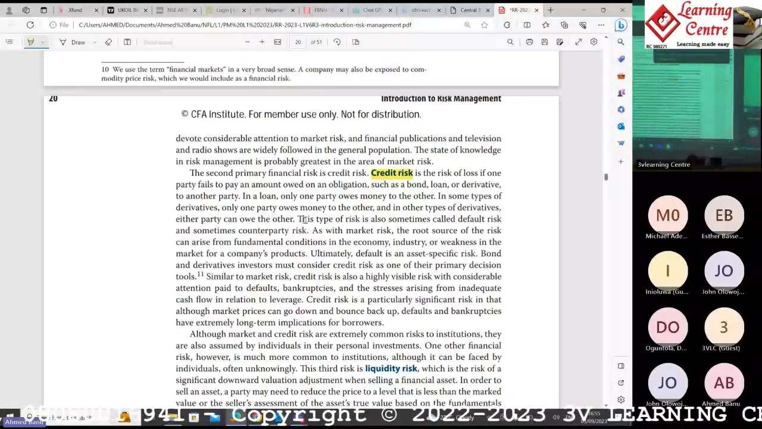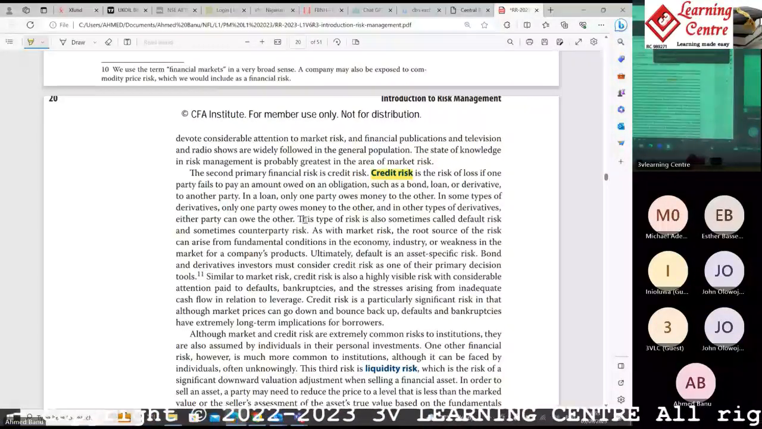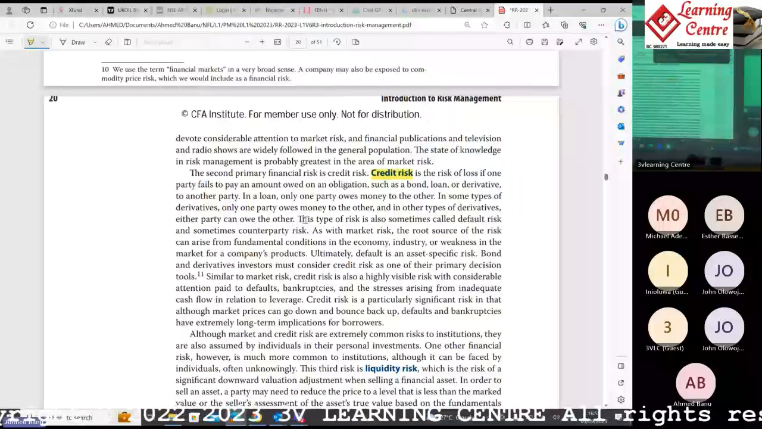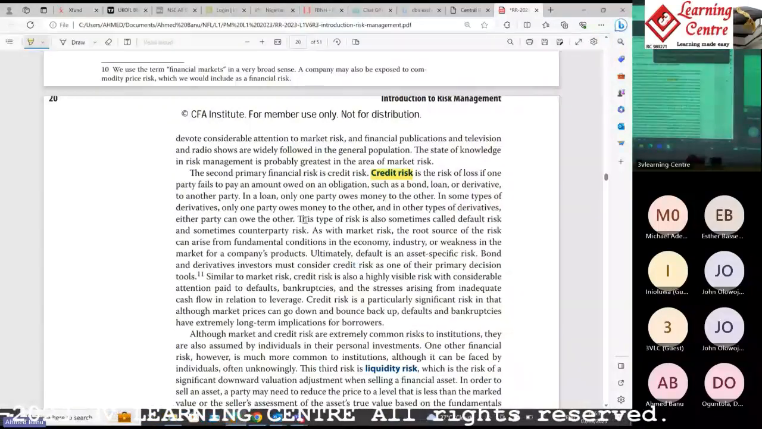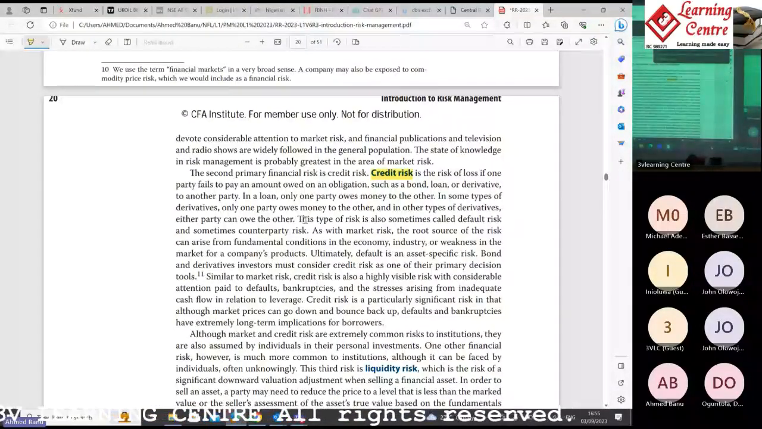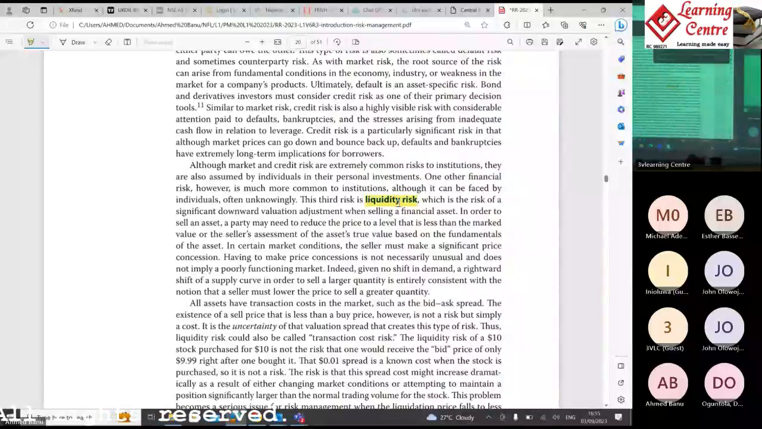A default in obligation, an inability or failure for someone to fulfill their financial obligation, which leads to a loss of capital. Then the next is called liquidity risk. Liquidity risk is the risk that you are exposed to as a result of the inability to convert your assets to cash.